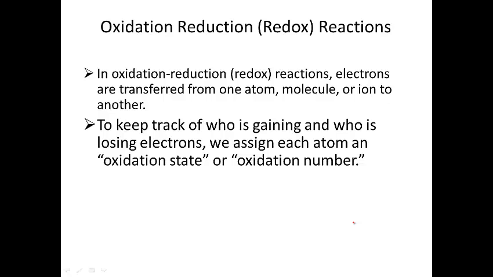So, in oxidation, or what we call redox reactions, electrons are transferred from one atom, molecule, or ion to another. So you are looking for the transfer of electrons. To keep track of who's gaining and who's losing, we assign each an oxidation state or oxidation number. Now, if this is about the movement of electrons, what might be one possible application for redox reactions? We want moving electrons. Battery and electricity.